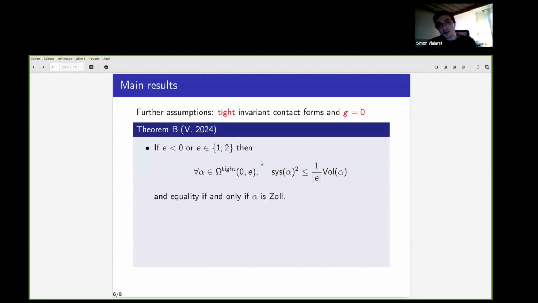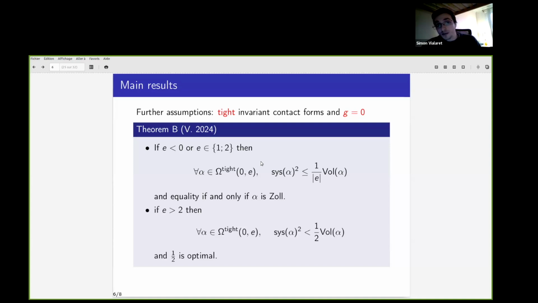So the statement is the following. There are two cases. If the Euler number is negative or equal to 1 or 2, then for all invariant tight contact forms on the principal bundle of Euler number E, the square of the systole is less than or equal to 1 over E times the volume, where E is the Euler number. And equality holds if and only if alpha is Sol. That's not so surprising, given the result I stated before of Alvarez Paiva, Balacheff, Benedetti. So that's the first case.